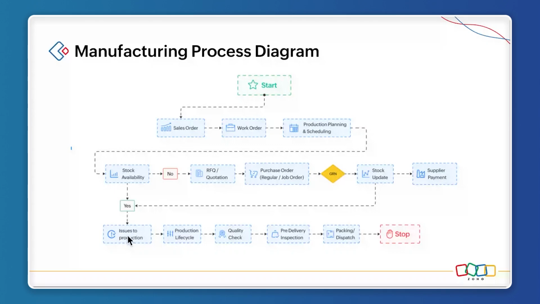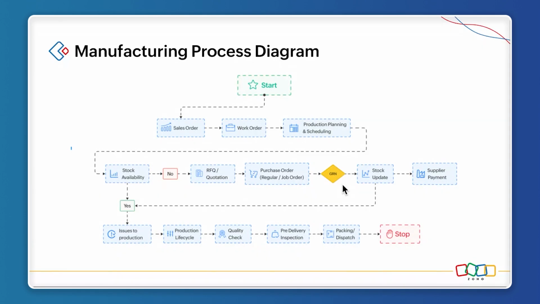Whereas if the materials are not available, then you will be requesting quotations from the different vendors. Once you receive the quotations, you will compare them, choose whichever suits your business requirement, and then place the purchase order, right? And once the purchase order is placed, the vendor will be delivering the materials to our manufacturing industry, right?